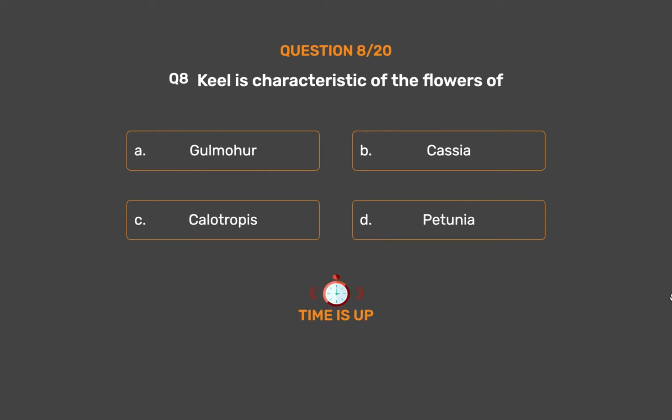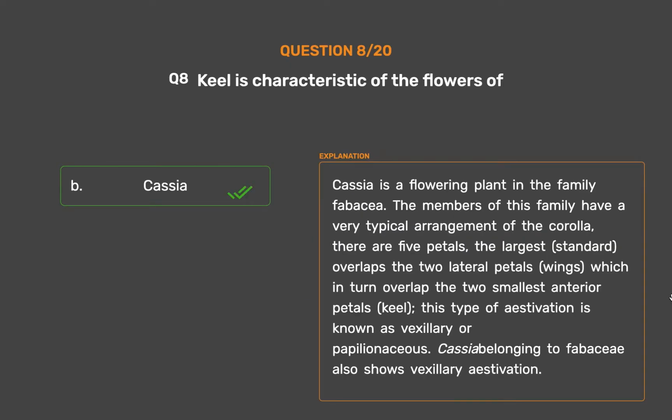The correct answer is Option B. Cassia. Cassia is a flowering plant in the family Fabaceae. The members of this family have a very typical arrangement of the corolla. There are 5 petals. The largest, standard, overlaps the 2 lateral petals.